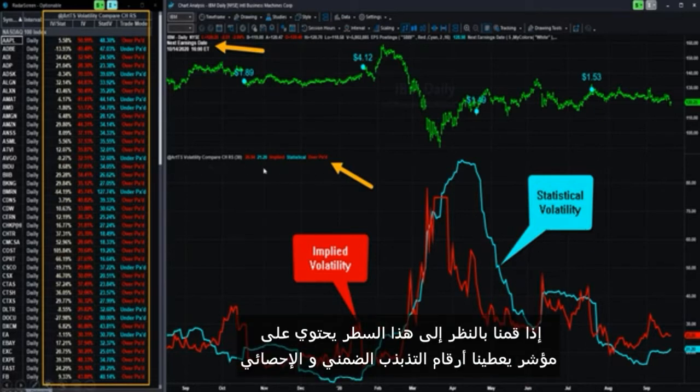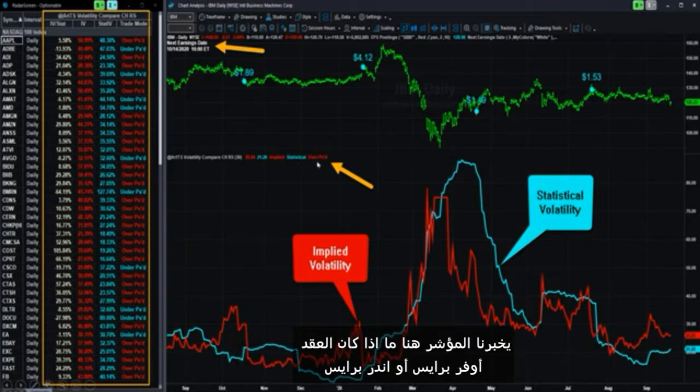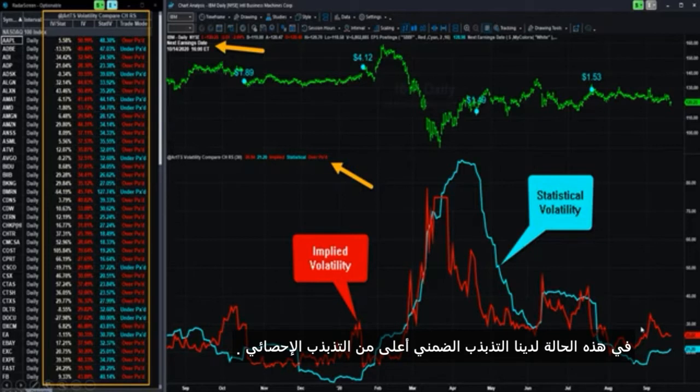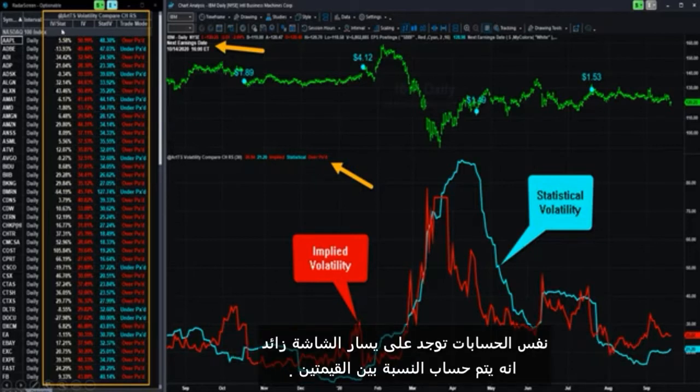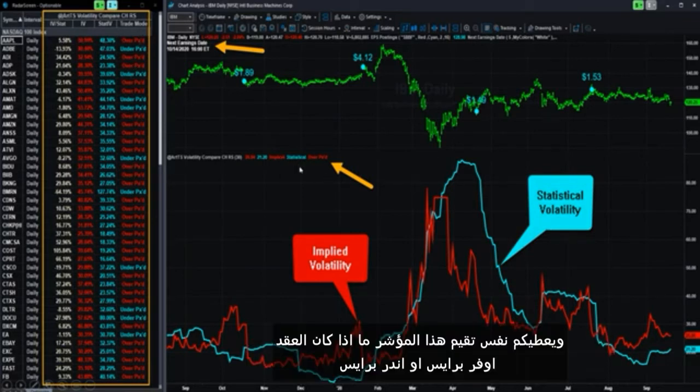So here, if you look at the status line for this indicator, it shows you the legend for the two colors. So implied is red, statistical is blue. And you can see that when implied is greater than statistical, it tells you right here whether it's overpriced or underpriced. In this case, the implied is above the statistical, so that's overpriced. Same calculation in radar screen, except I'm calculating the ratio between those two values here, and we can sort on that. Otherwise, you can see the implied volatility and the statistical, and it gives you that same rating, whether it's overpriced or underpriced here in radar screen for each symbol.